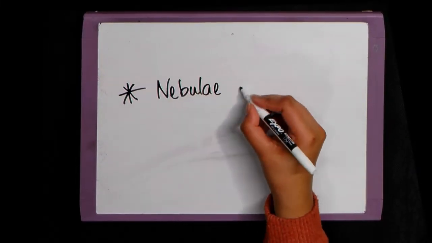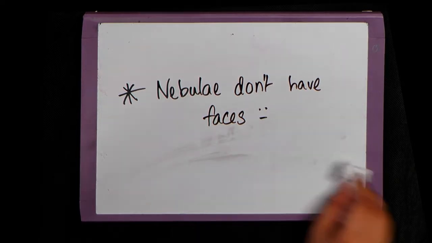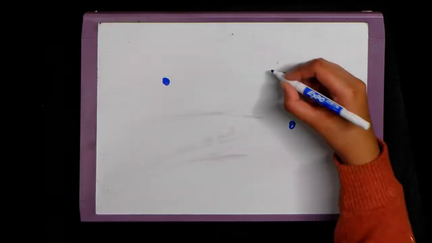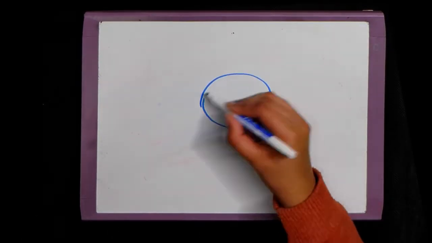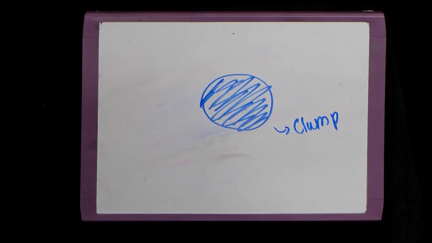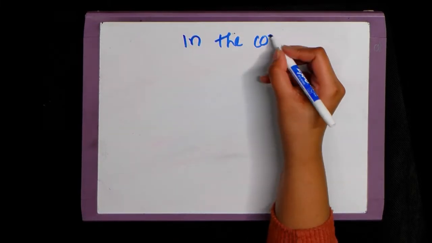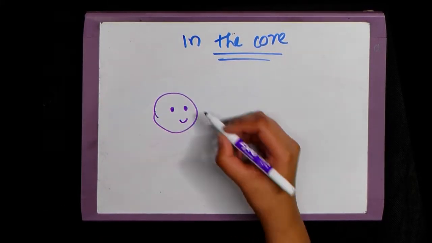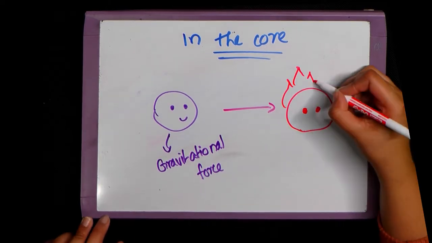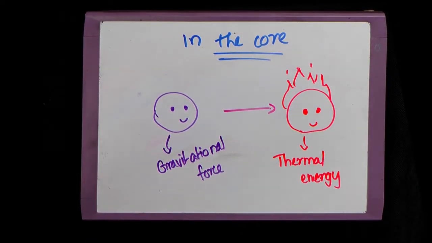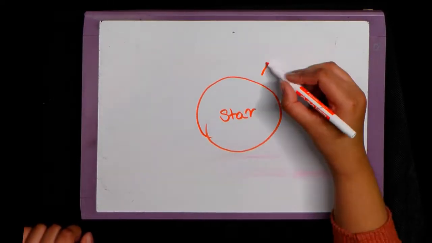In nebulae, gravitational force pulls together particles and molecules into dense clumps. As these clumps get bigger, they trap more thermal energy, causing the core of the clump to rise in temperature. Gravitational potential energy is converted into thermal energy, which causes the star to compress further. This increases the surface temperature of the star, making the star glow. And voila, a star is born.